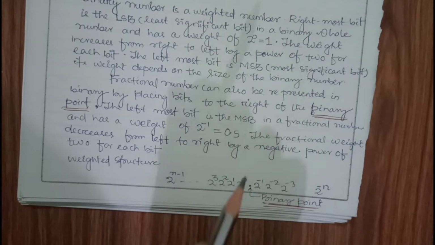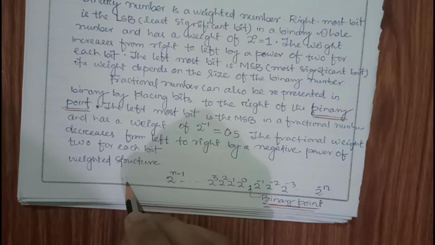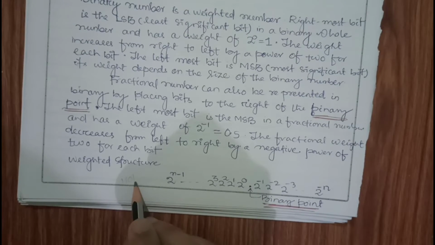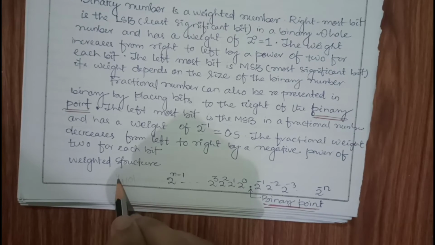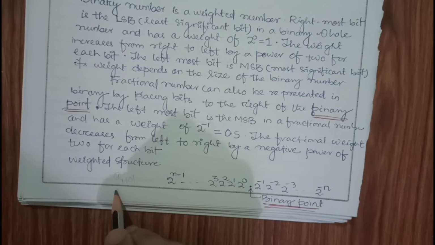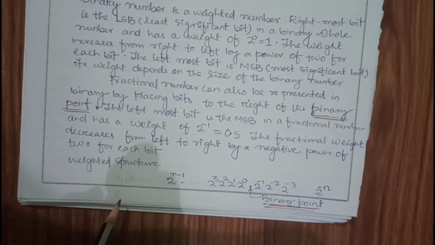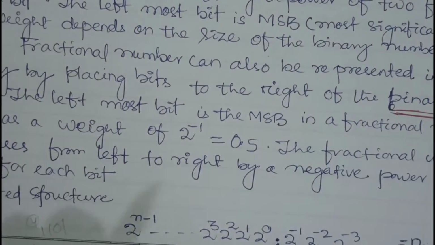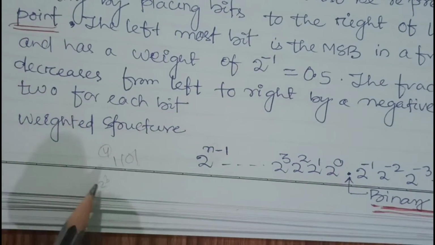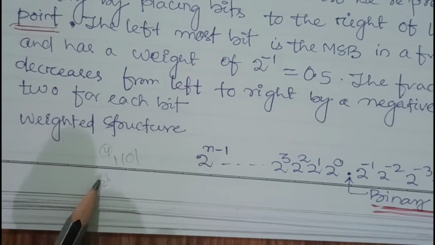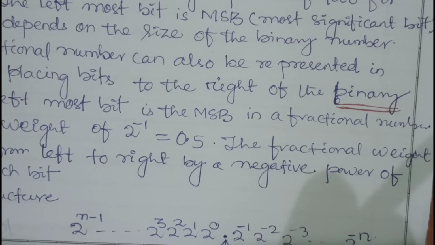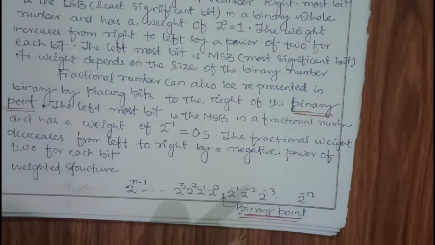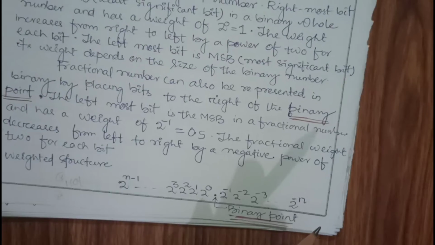Suppose I have a 4-bit value 1, 1, 0, 1. I will start from 2 power 0, 2 power 1, 2 power 2, 2 power 3. It means I have 4 bits, but the maximum power I can write is 2 power n minus 1, which is 2 power 3. And further, after the decimal point, I will move like 2 power minus 1, minus 2, minus 3, in this way. This is before the decimal point, and this is after the decimal point.